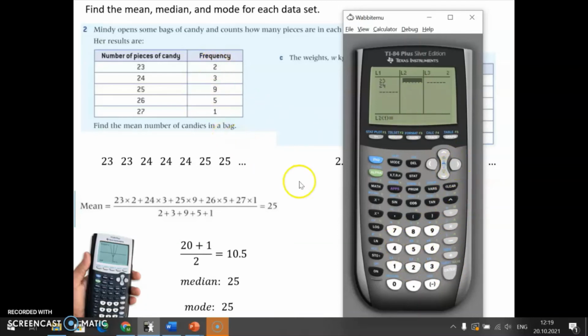Okay, and then just so you know, in list 2, I didn't finish that one, but in list 2, you're going to enter your frequencies, okay? So 2 and 3 and so on and so forth. Please do that. Okay, I finished it here. Hopefully you have the same.